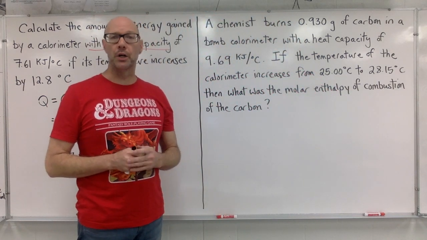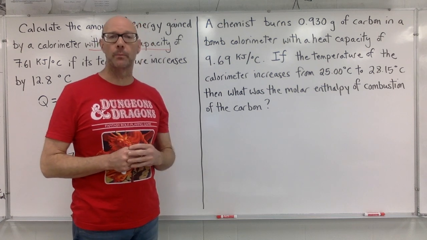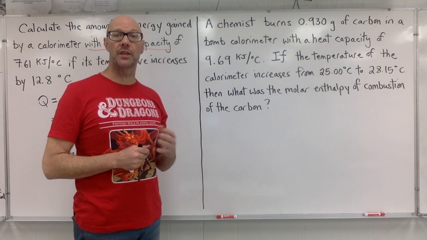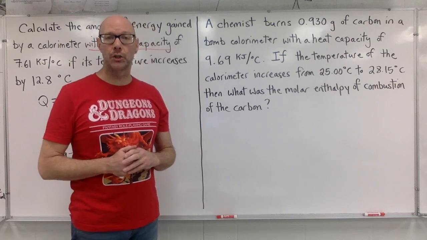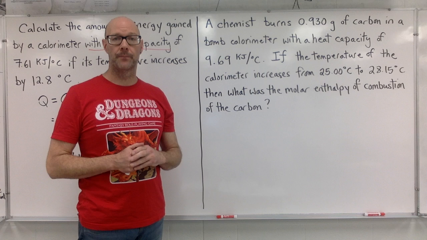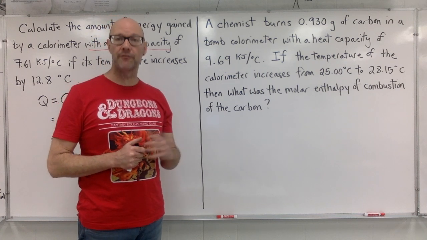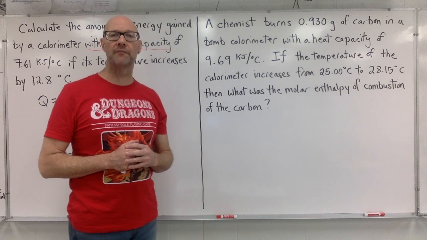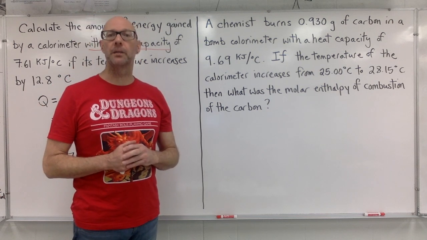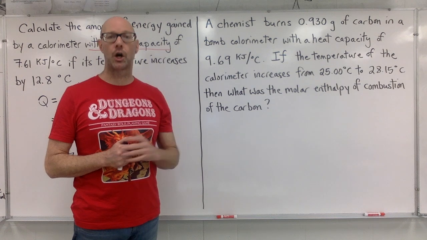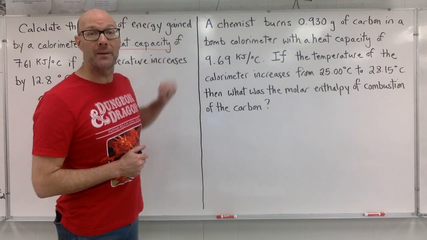On the other hand, let's look at this example. A chemist burns 0.930 grams of carbon in a bomb calorimeter with a heat capacity of 9.69 kilojoules per degree Celsius. If the temperature of the calorimeter increases from 25 to 28.15 degrees Celsius, then what was the molar enthalpy of combustion of the carbon?